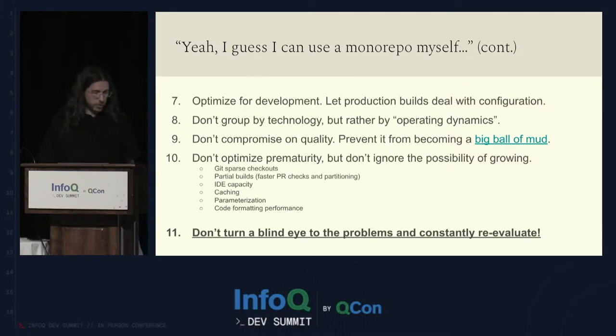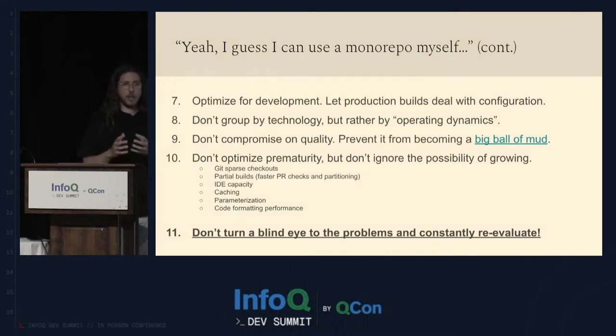Then some don'ts, which are equally important in my opinion. Don't group by technology. So don't look at your code base and think, yeah, let's get everything that is using Rust and put it in the same monorepo, because, yeah, everything's Rust. We have a build system built for it, right? No.